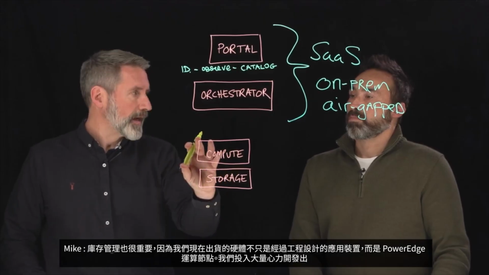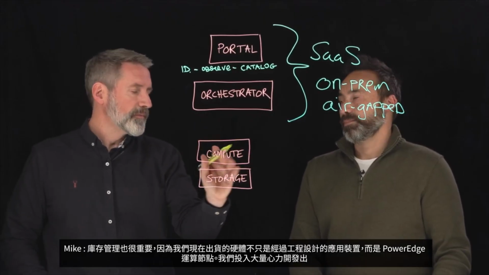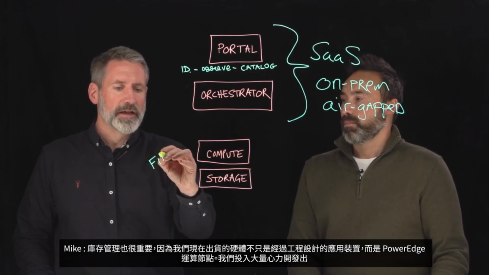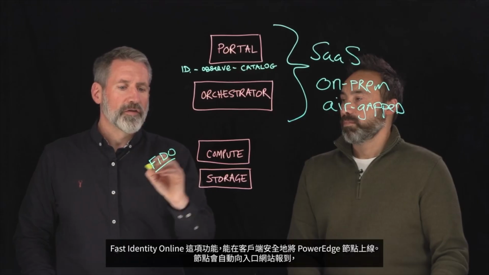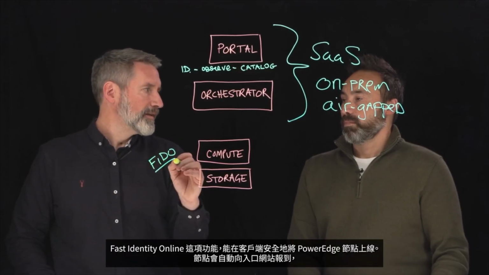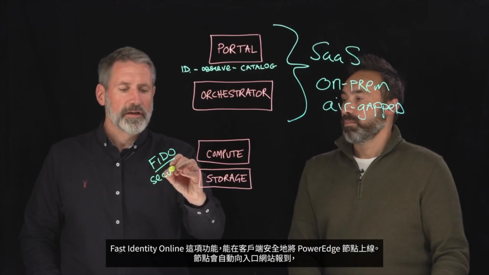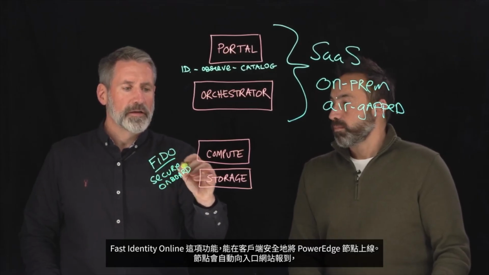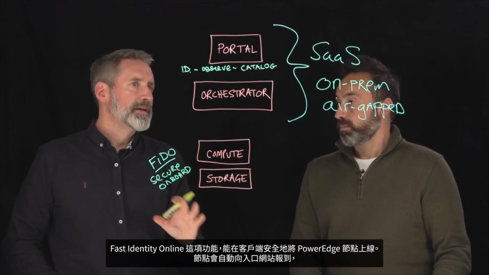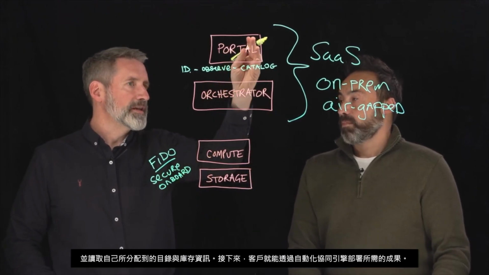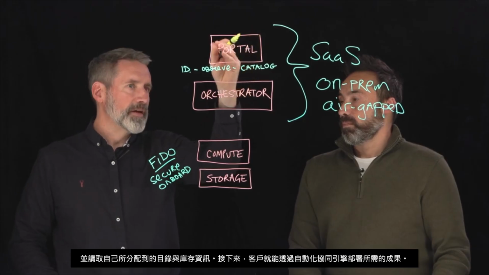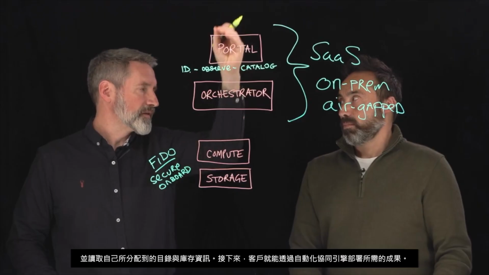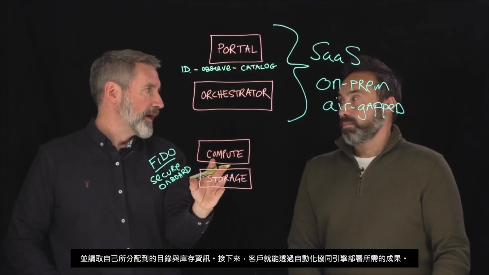Inventory is important because what we're doing with our hardware now, rather than sending out an engineered appliance, we're sending out a PowerEdge compute node, right? And we spent a lot of time investing in a capability called Fast Identity Online, which means we can securely onboard the PowerEdge nodes at the customer site. It will check in with the portal, see the catalog and the inventory that it's assigned to, and from there, the customer can use the orchestrator to deploy the outcome, essentially.